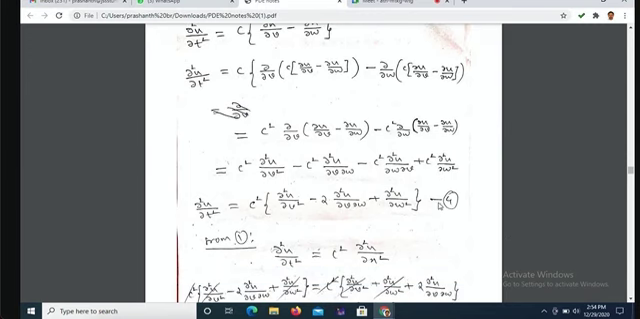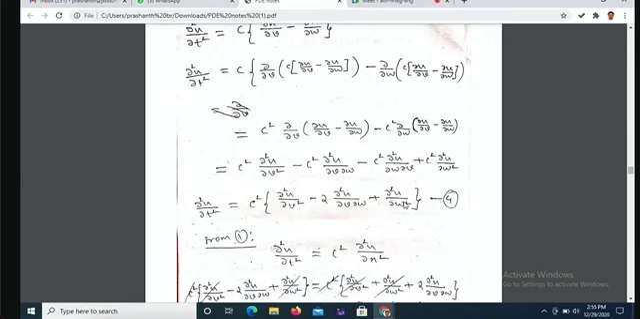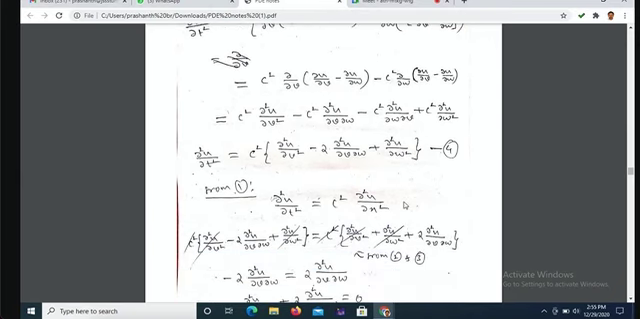So you can take out c square as a common factor, so that you will get ∂²u/∂v² minus c² ∂²u/∂v∂w minus c² ∂²u/∂w∂v. Both are same, so that 2 times ∂²u/∂v∂w plus c² ∂²u/∂w². Okay. Now you can call it as equation 3.